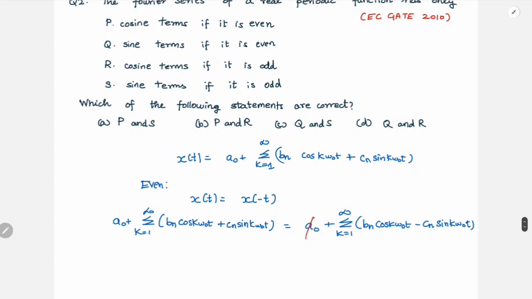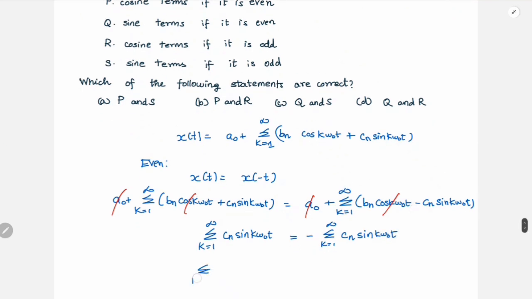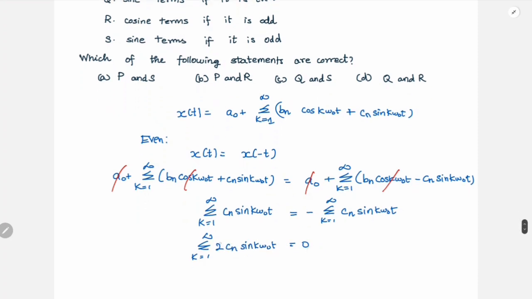And on both sides a naught is common and the cosine terms are common. Those will cancel. So we are left with summation k equal to 1 to infinity cn sin k omega naught t is equal to minus summation k equal to 1 to infinity cn sin k omega naught t. And if we bring it to the other side, summation k equal to 1 to infinity 2 cn sin k omega naught t equal to 0. So this implies that, dividing by 2 on both sides, the sine terms are going to vanish.